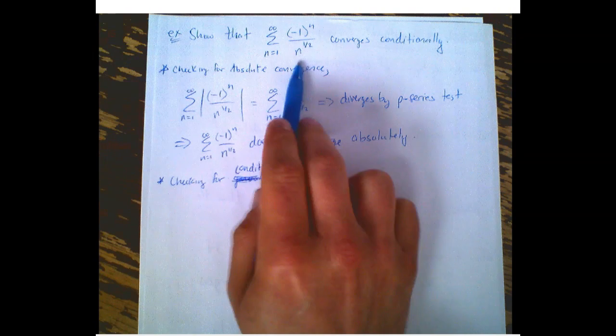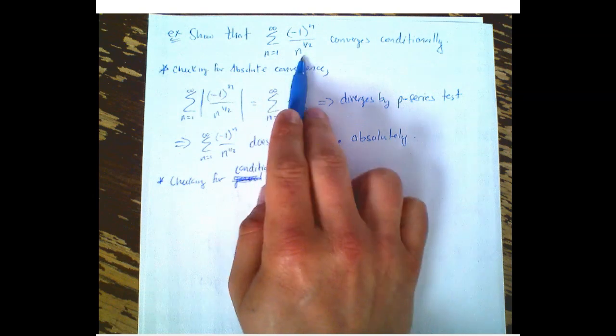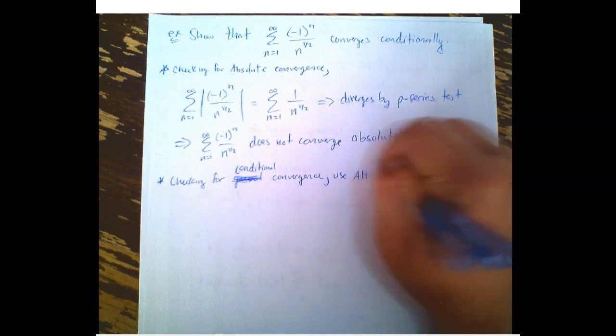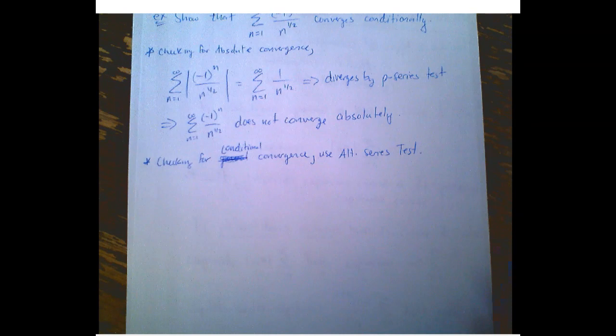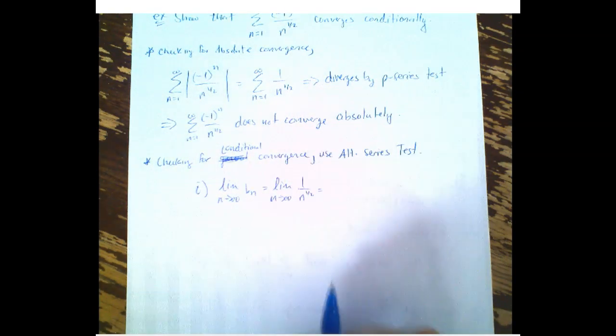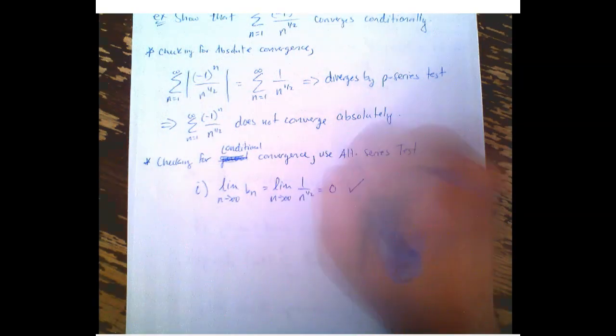So we need to employ a series test that's going to handle this. What's the best series test for something that looks like this? Well, it has alternation, right? So checking for conditional convergence, use the alternating series test. We need to check two things. First, the limit as n goes to infinity of Bn is 0. In this case, Bn is just the positive terms here, so 1 over n to the 1/2. As n goes to infinity, the denominator goes to infinity, so this is 0. Check.